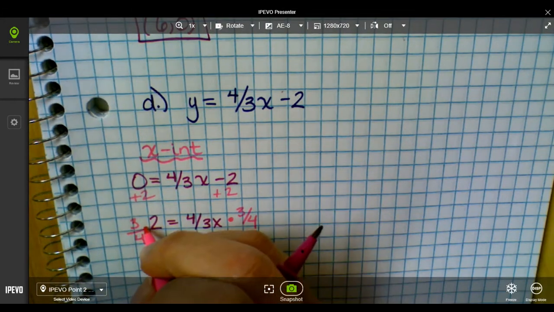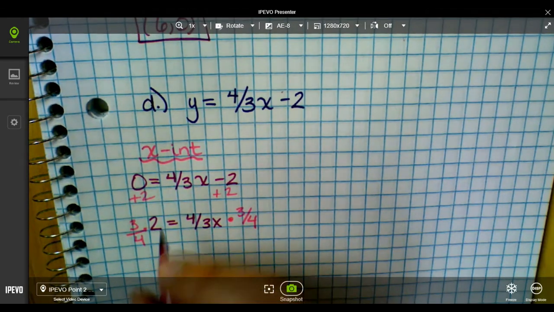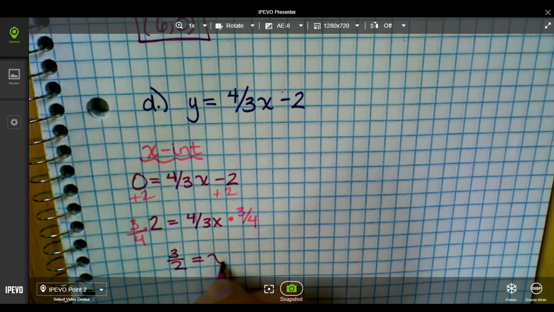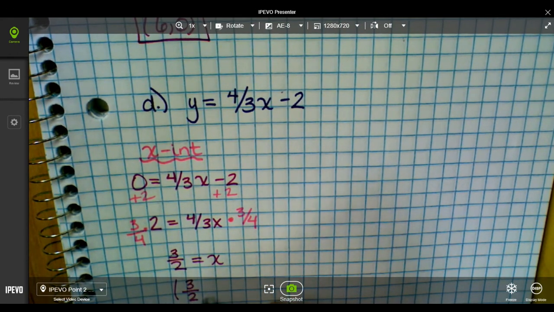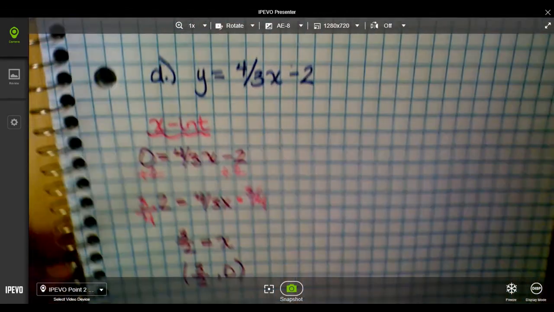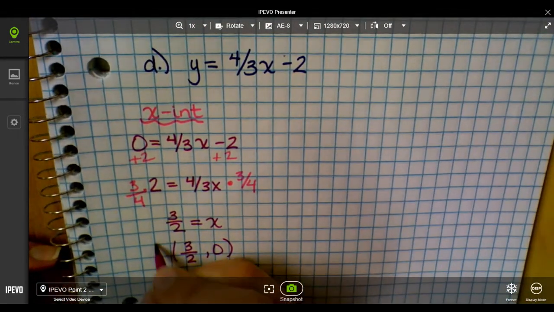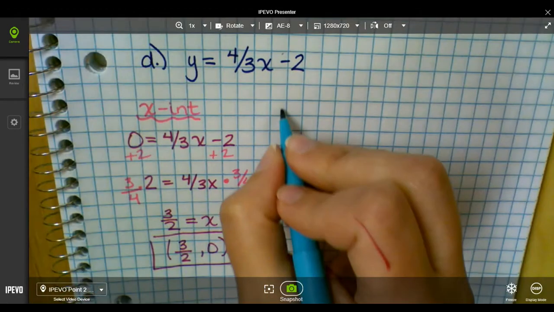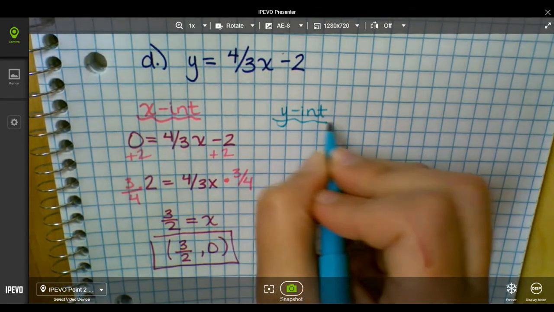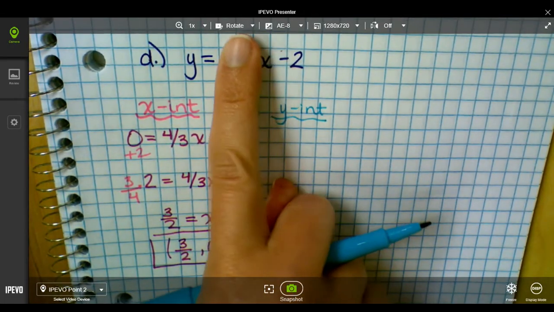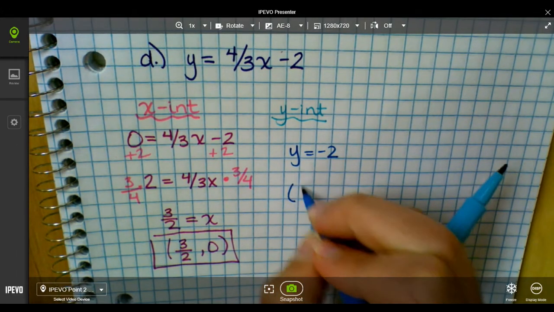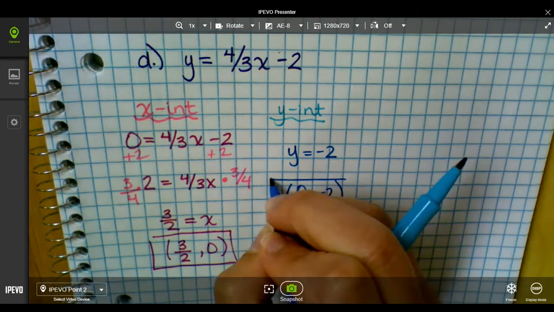For this one, when you're multiplying over here, we have 6 over 4. So I can simplify that down to 3 over 2, and that's what x is going to equal. So my x-intercept is 3 over 2, 0. And then I should just be able to know that my y-intercept is just going to be negative 2. My y-intercept is when I plug in 0 for x. If I plug in 0 for x, that whole nasty fraction just goes away. So y is just going to equal negative 2, which means my y-intercept is 0, negative 2.